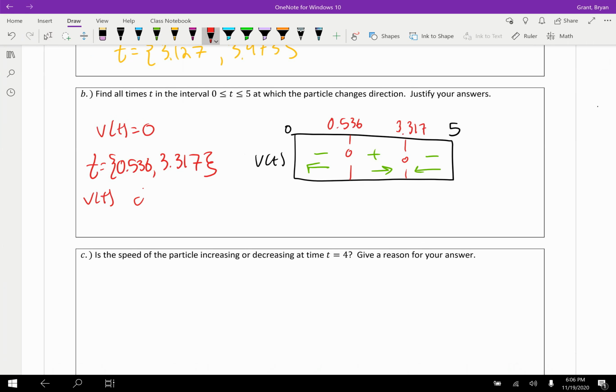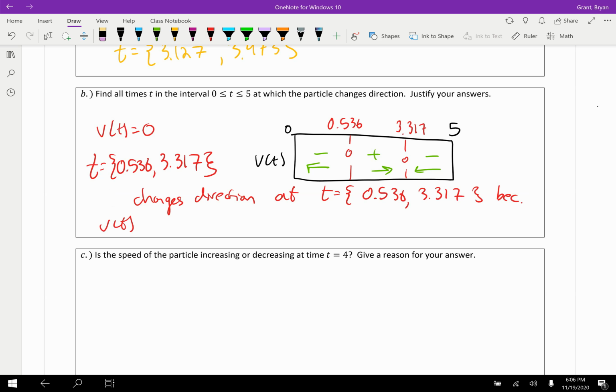V of t changes direction at t equals our 2 values, because v of t, oops, I said v of t changes direction, that's silly. The particle changes direction, blah, blah, blah, because v of t changes sign at, and I'm just going to do some air quotes here. Should probably rewrite those if it's a real AP exam, but you get the idea. Nothing terrible.